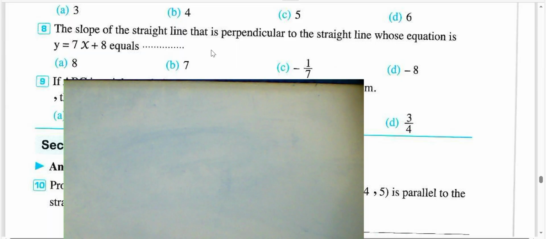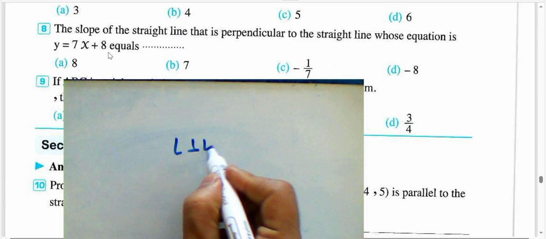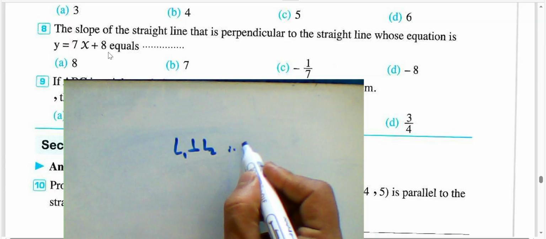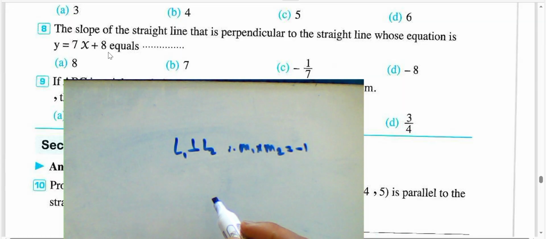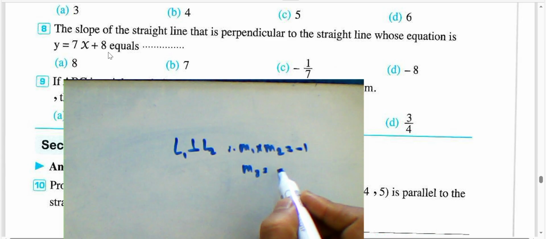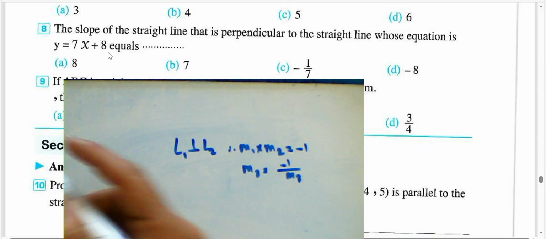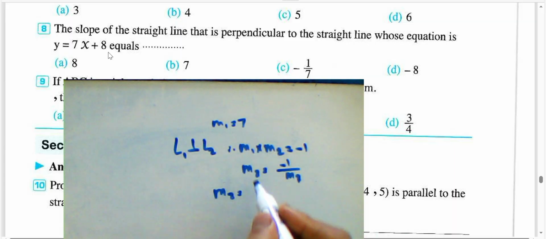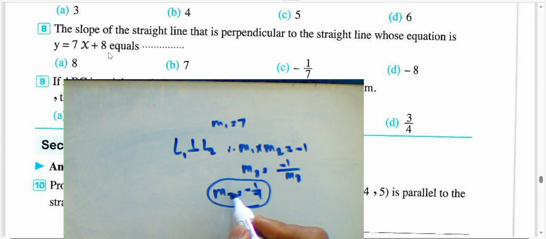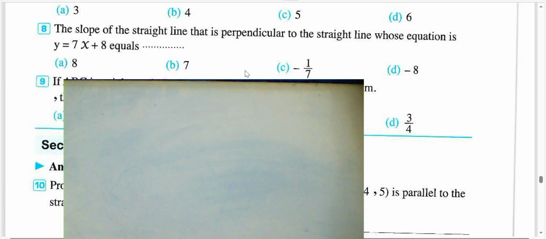The slope of a straight line that is perpendicular to the straight line whose equation is y equals 7x plus 8. We know perpendicular means slope 1 multiplied by slope 2 equals negative 1, and also slope 2 equals negative 1 over slope 1. Slope 1 is the coefficient of x, which is 7. Then slope 2 is the reciprocal of 7, 1 over 7, with the sign changed: negative 1 over 7. Choose letter C.